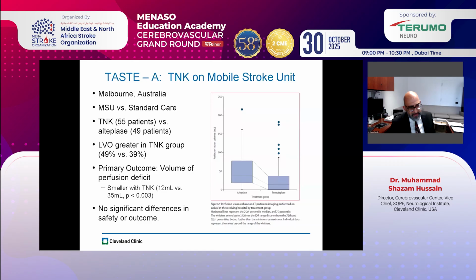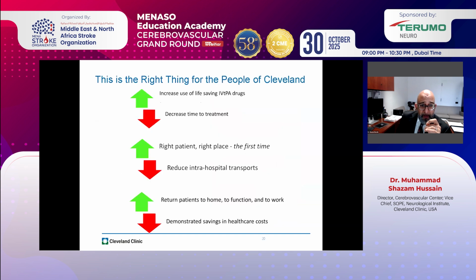Their study wasn't powered necessarily to see differences in outcome, but they were able to show a significantly smaller volume of perfusion deficit. So with this small study, again, adding evidence on mobile stroke units, TNK may be a better agent to be utilized. So for us, I think we thought this was the right thing to do for the people of Cleveland. I think this can be expanded worldwide.